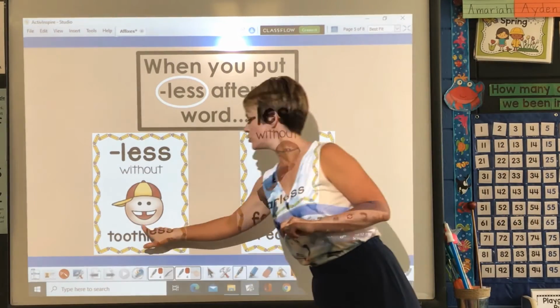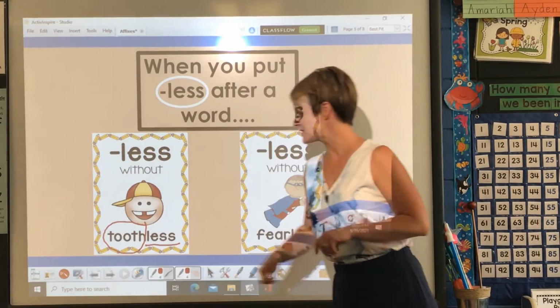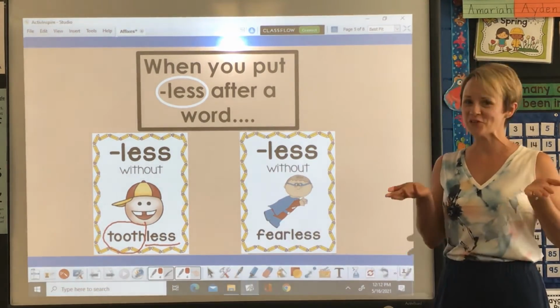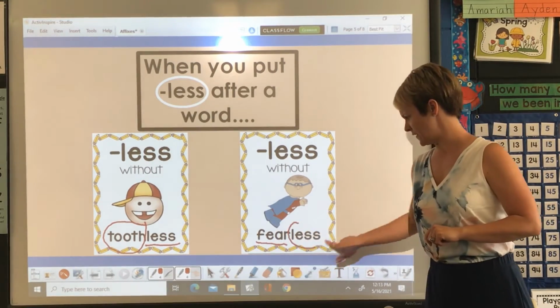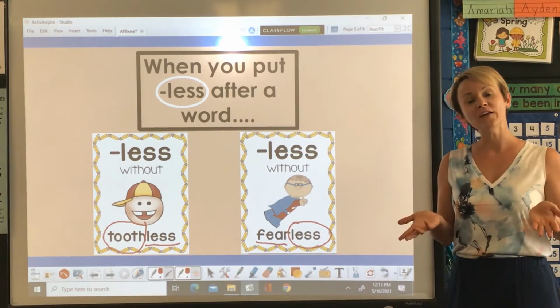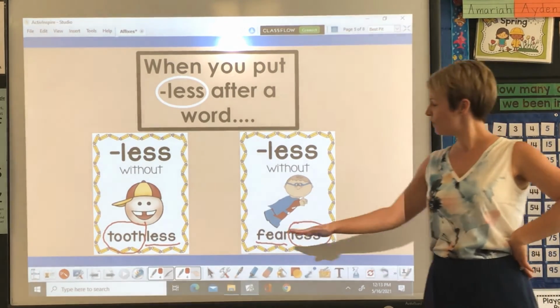If you are toothless, you are without teeth. Your teeth are missing. If you are fearless, you are without fear. You have no fear. Fearless.